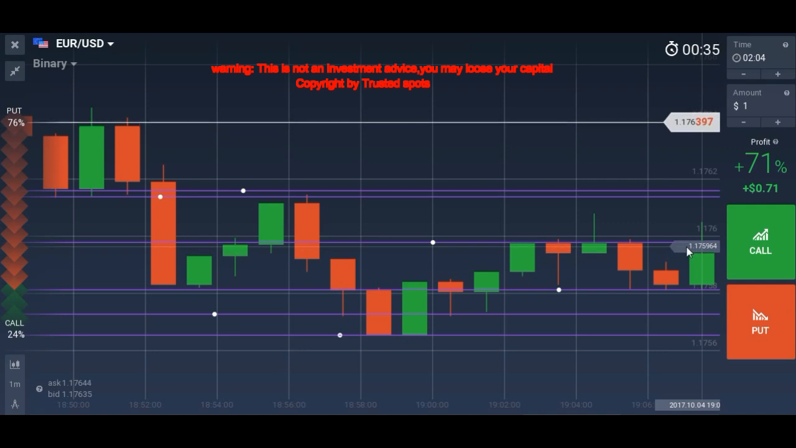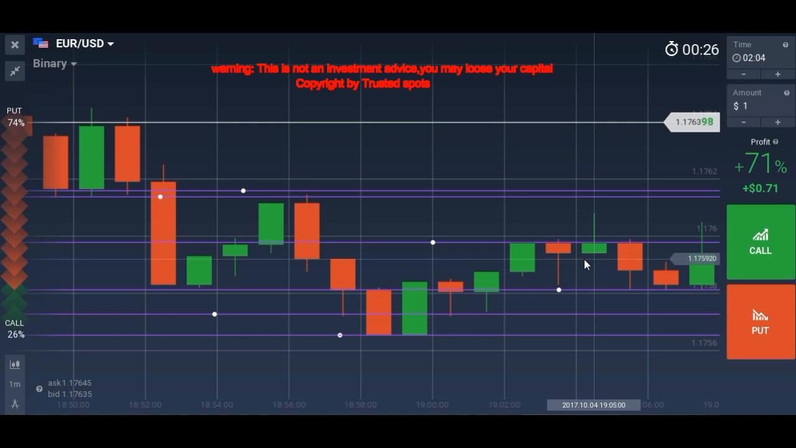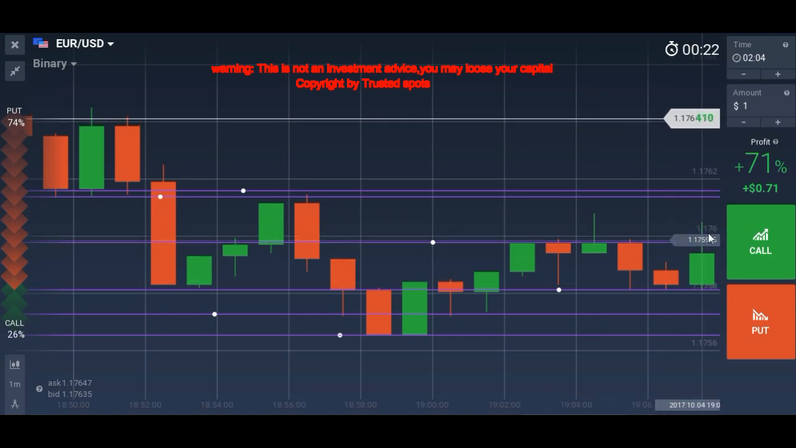You have to understand that you should not take more than 3 retests of any level. If you do this, you will lose like 70% of the time. So for me, now you can see the market tried to break, but it got rejection.